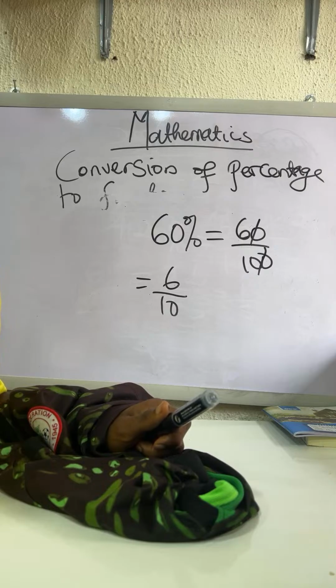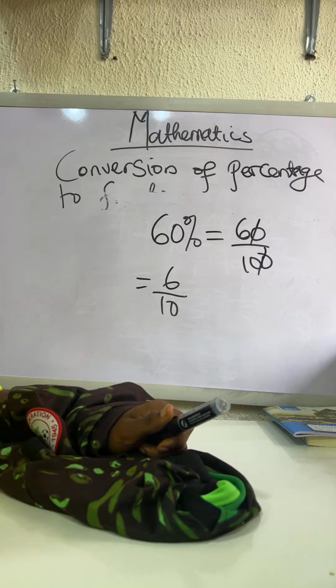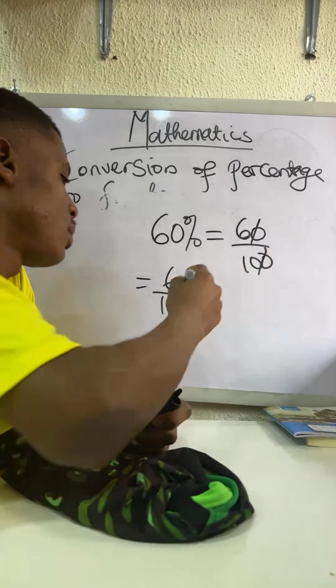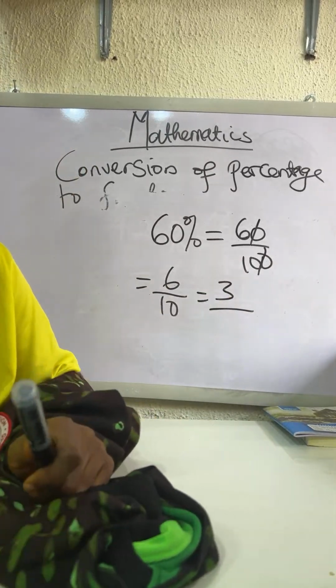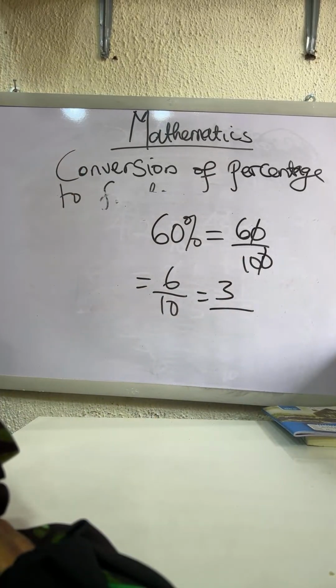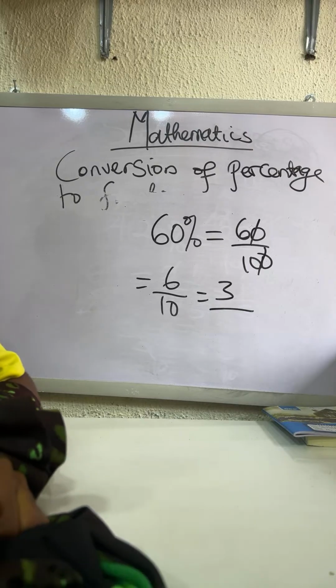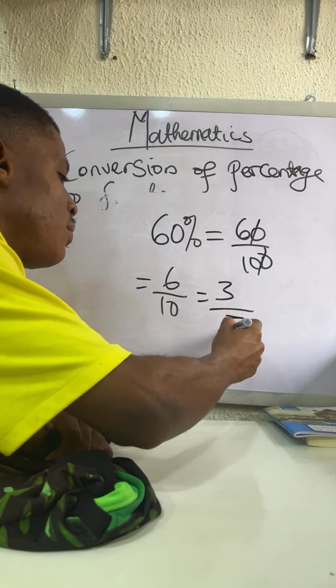You divide the 6 and turn it into a 3. If I divide the 6, I'll get what? 3. And if I divide 10, I'll get what? 5. I'll get 5, right? Yeah. So the answer becomes 3 over 5. Okay?